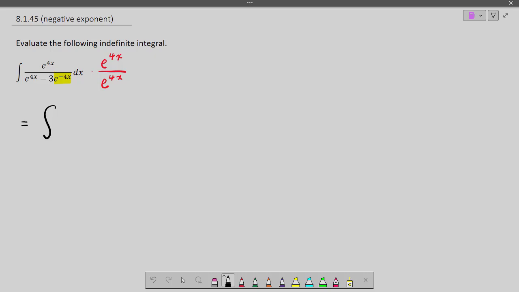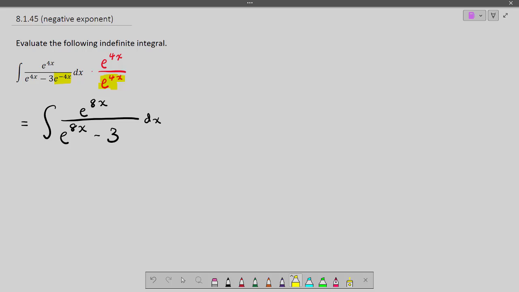In the numerator, e to the 4x times e to the 4x becomes? E to the 8x, yep, exactly. And then in the denominator, e to the 4x times e to the negative 4x is e to the 0, which is 1. So when we multiply those two together, that becomes 1. You add the exponents, e to the negative 4x times e to the 4x, you get e to the 0. E to the 0 is 1.